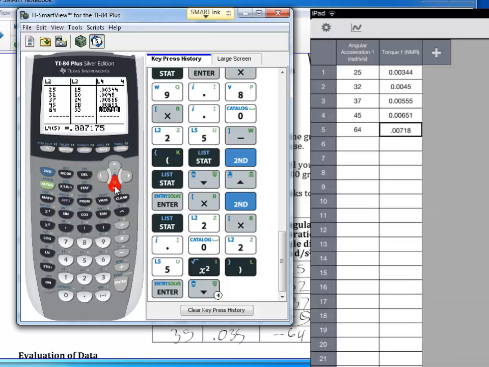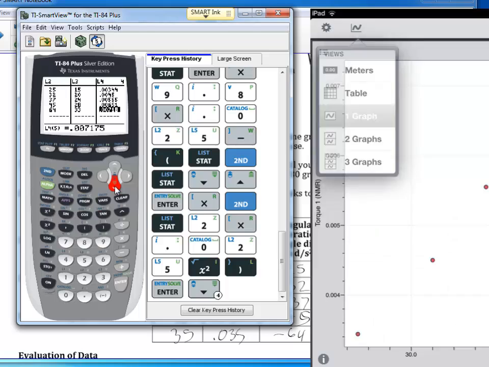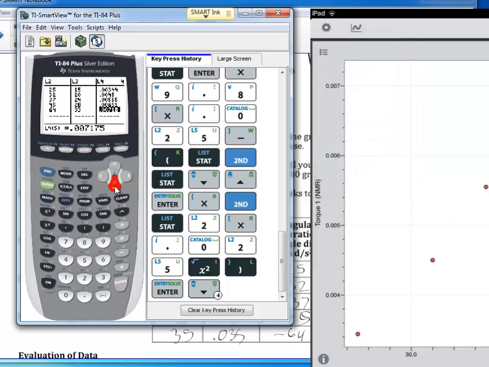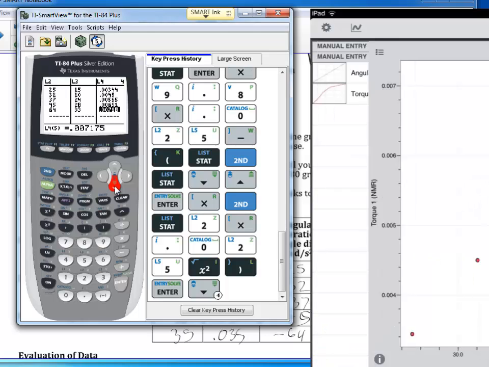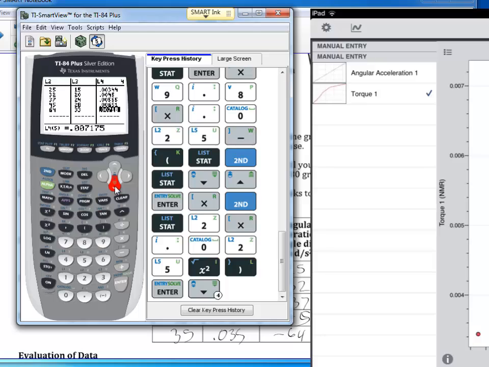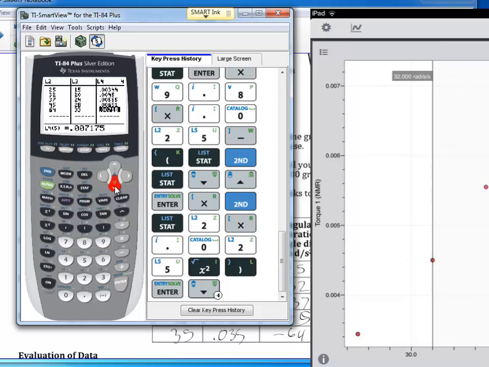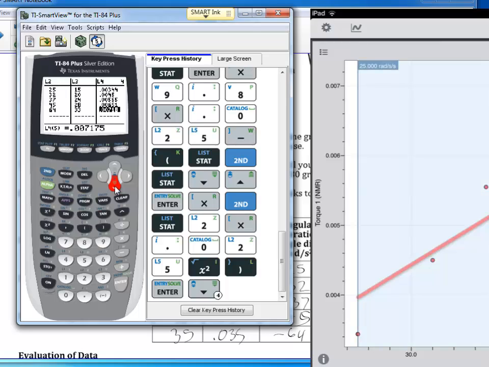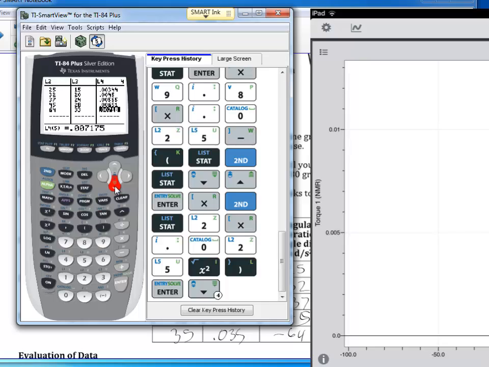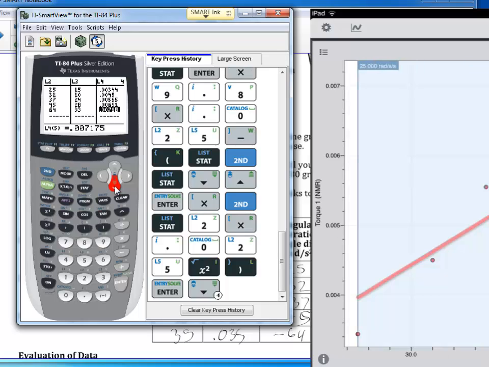So now I've got in my angular acceleration and my torque, and I want to see the graph of that. So I'm going to say, show me a graph, one graph, and across the bottom it's got my x values, which are angular acceleration, and up the side it's got my torque. And so now I've got this pretty little line, and I can do a linear fit on it. I can highlight all that data. Let's see, linear, add. Not bad, not perfect, but not bad. Now that doesn't mean anything in and of itself quite yet.